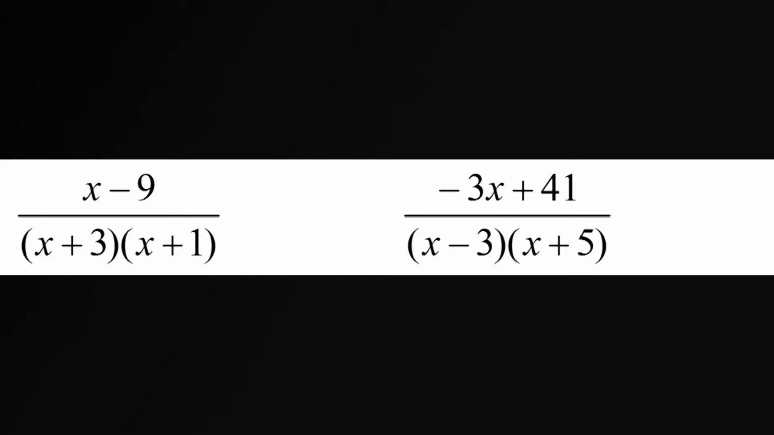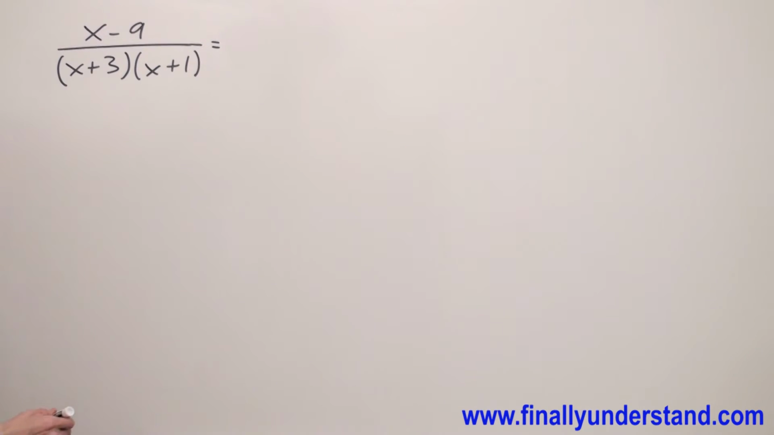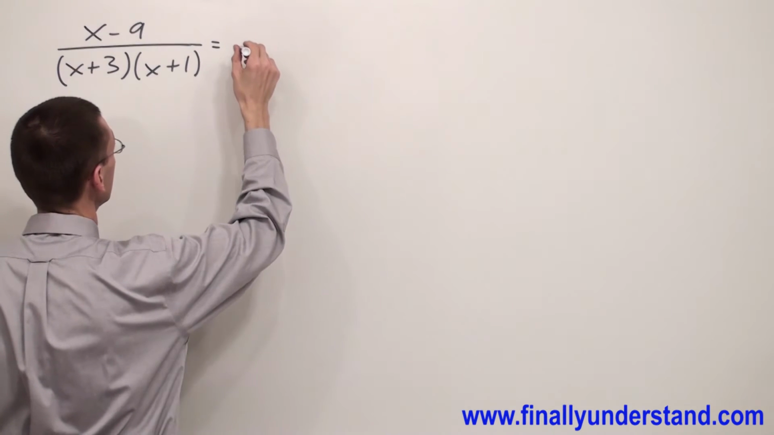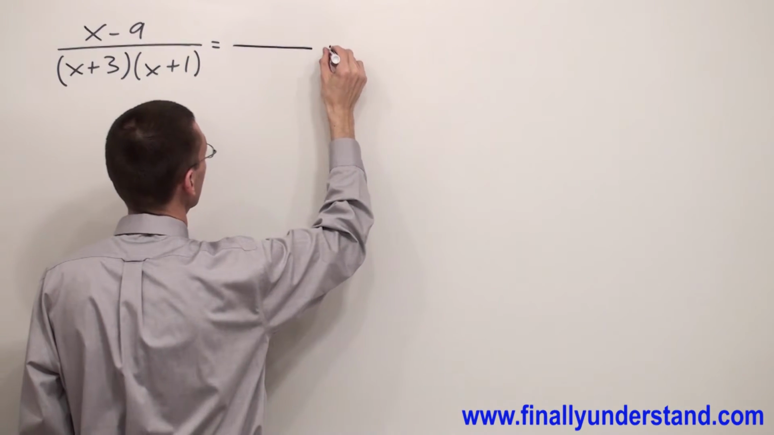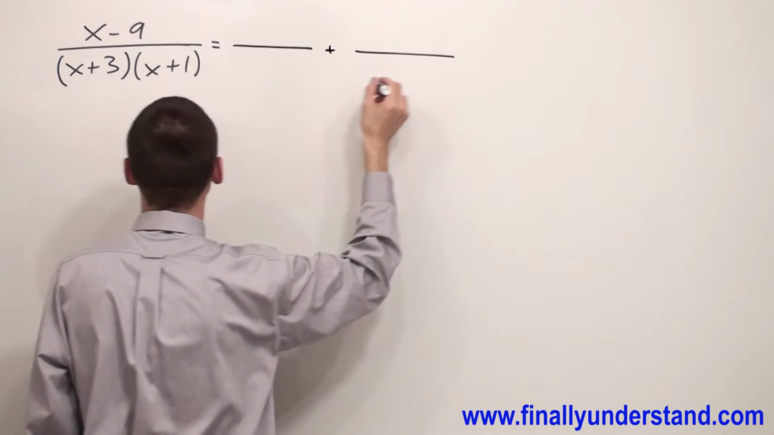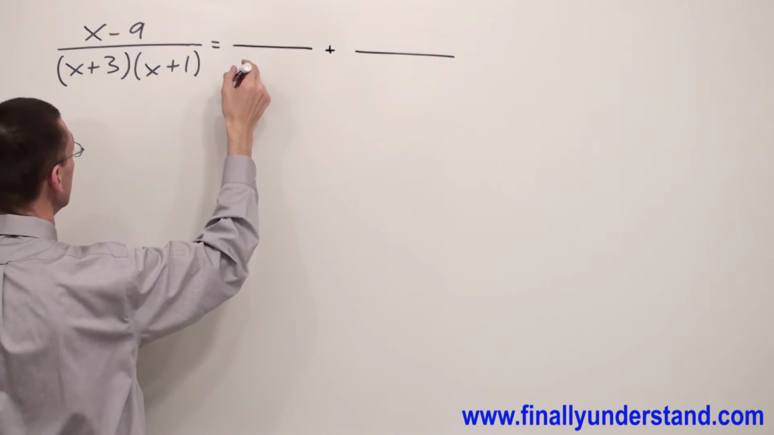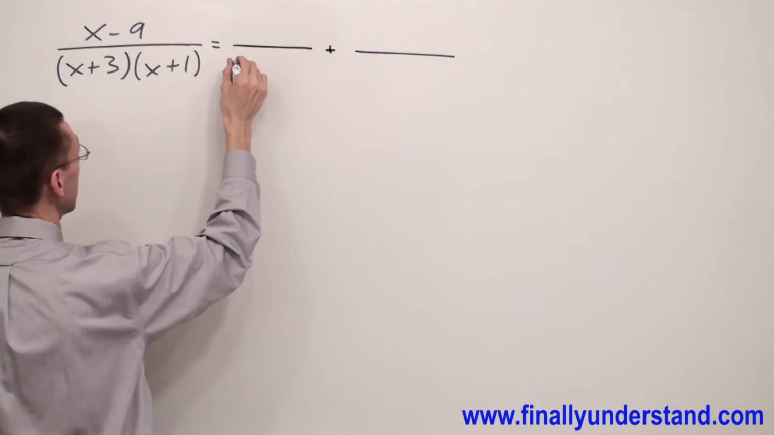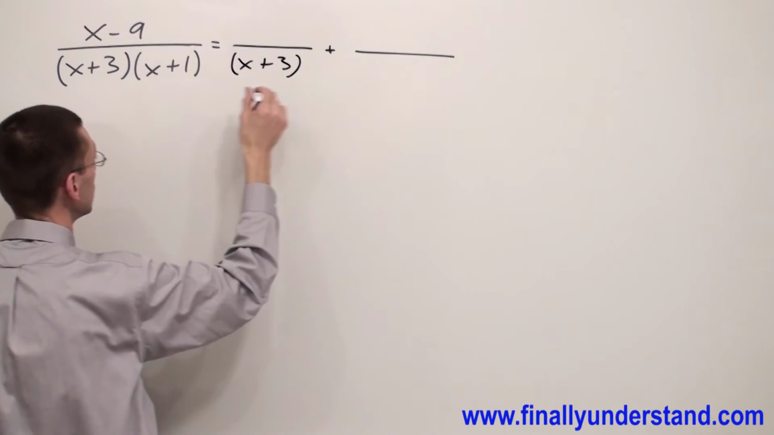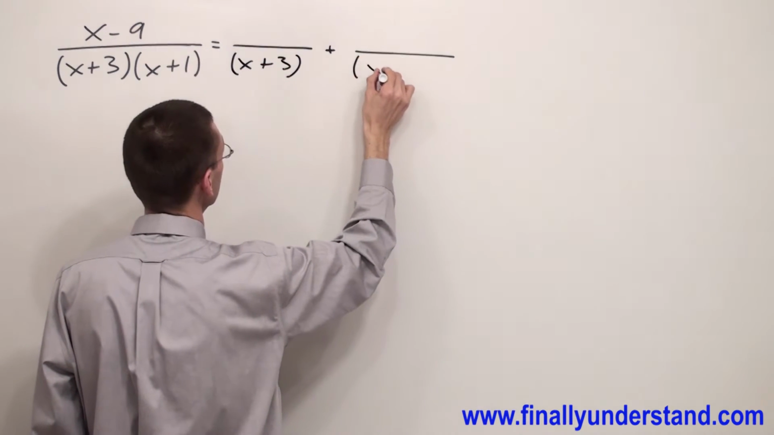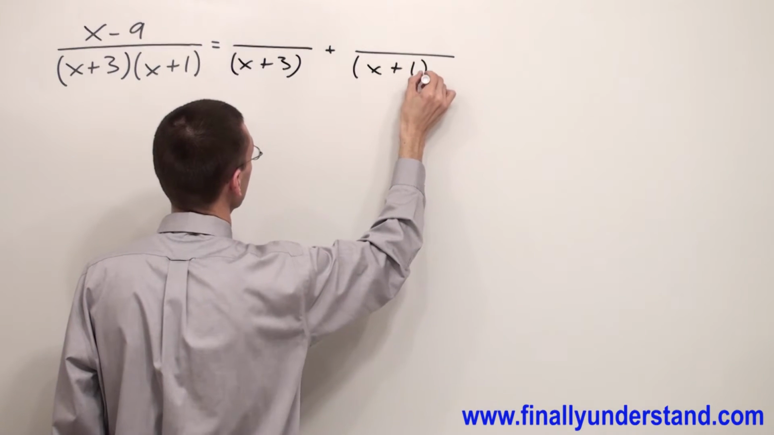Let's take a look at this example. We have to find the partial fractions for this fraction. What I'm going to do is convert this fraction to a sum of two fractions. The first denominator is going to be simply x plus 3. The second denominator is going to be x plus 1.